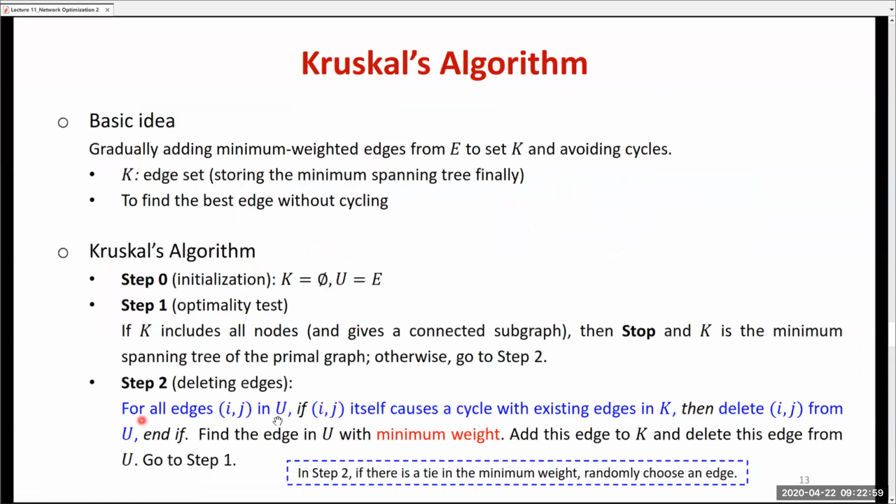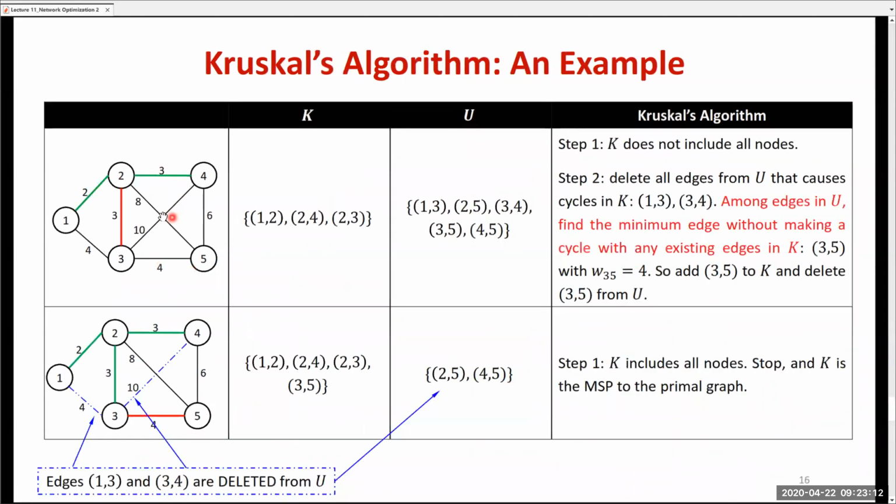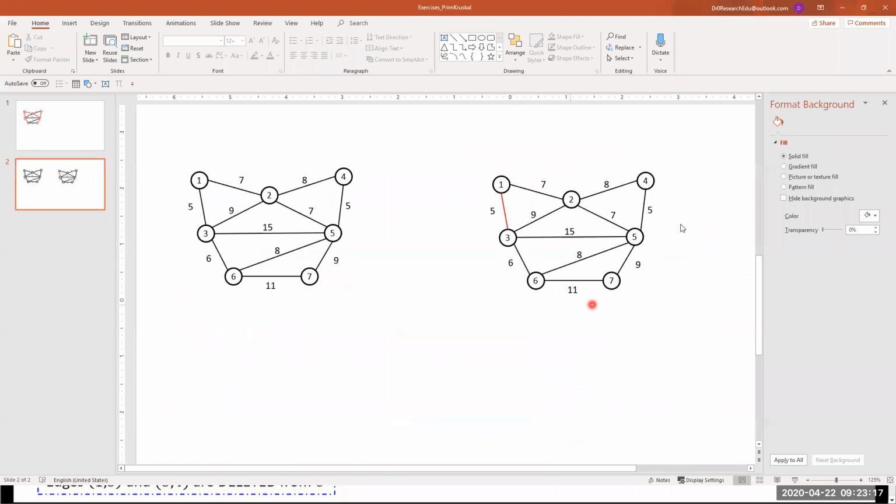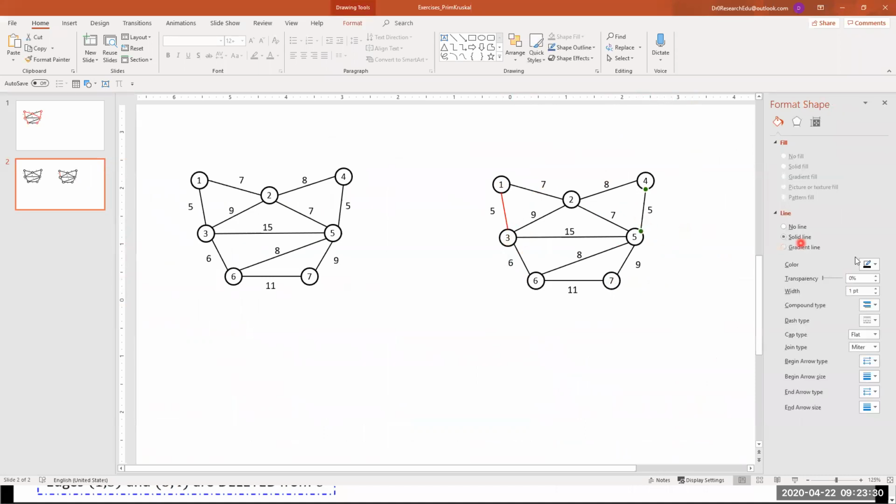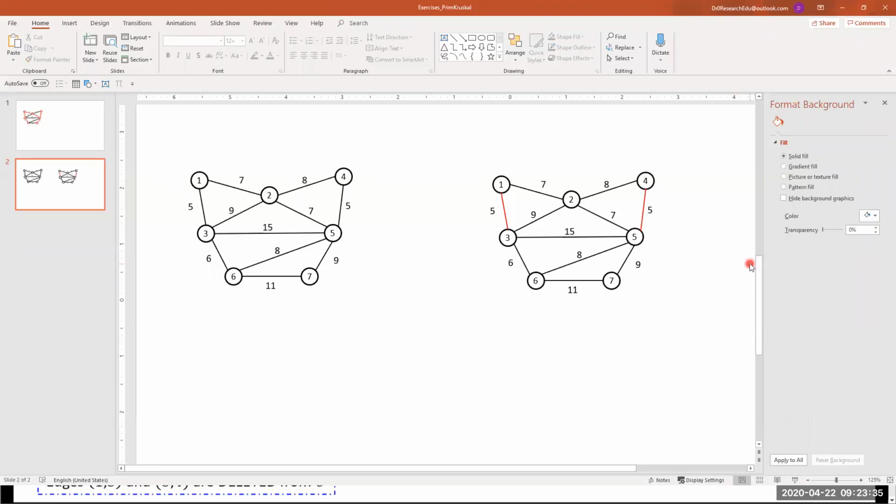In step 2.1, you're gonna remove edges that are gonna cause a cycle with existing edges in K. Then find the edge in U with minimum weight. So it doesn't matter whether they're connected or not. You only need to find the minimum weight because you're not gonna remove anything in step 2.1. So you're gonna choose the edge with the minimum weight here, which is 4, 5, right? Okay, very good. Then you're gonna choose 4, 5, and then what is the next one?